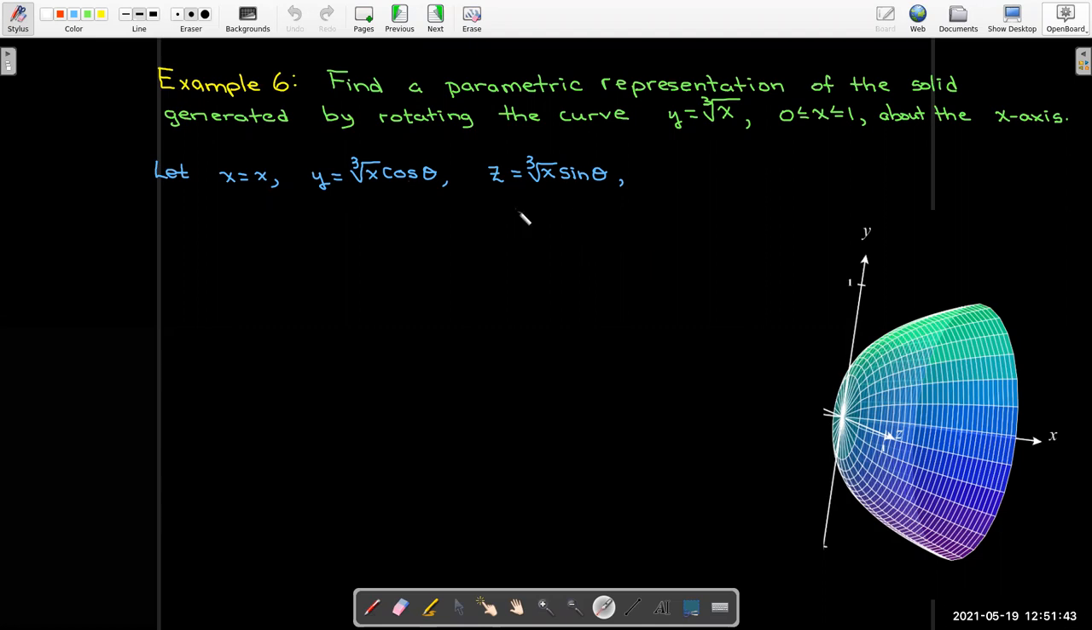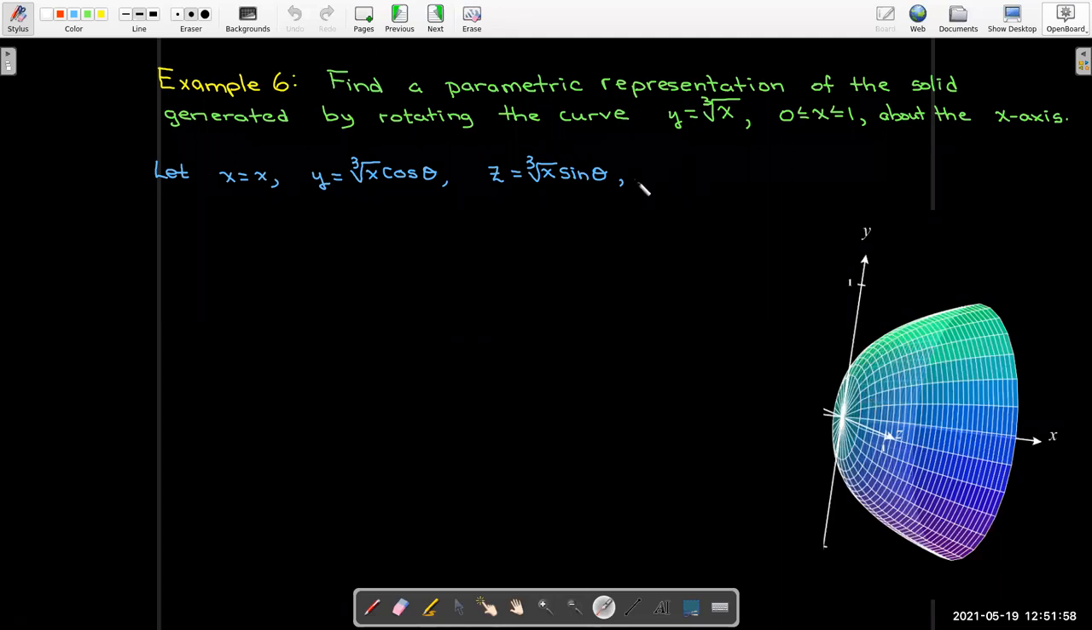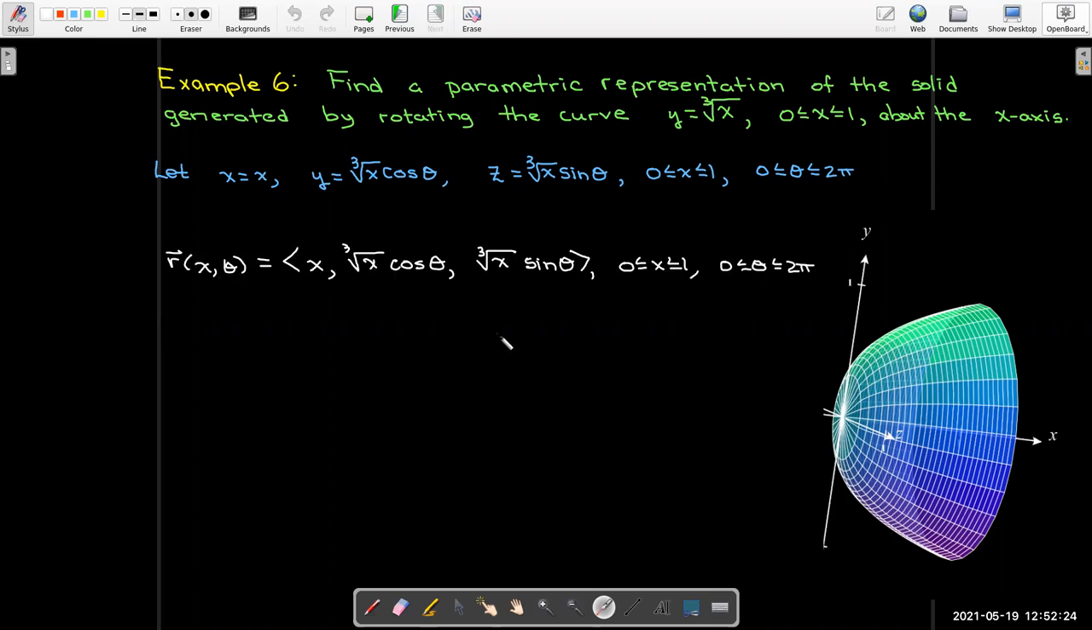Now, this is a convenient way of writing it, but I could have swapped the sine theta and the cosine theta. It would still give me a parametric representation of this particular surface. And again, the parametric representation is incomplete if I don't include any bounds on my parameters. And in this case, my x parameter is bounded by 0 and 1. And I'm just going to go ahead and bound theta between 0 and 2 pi. So we only go once around the x-axis. So in vector form, I would have this representation here.